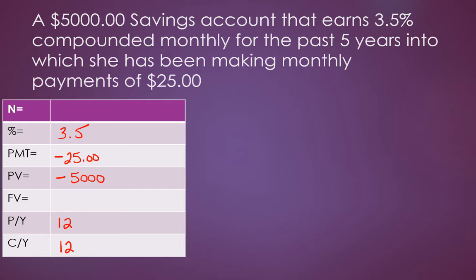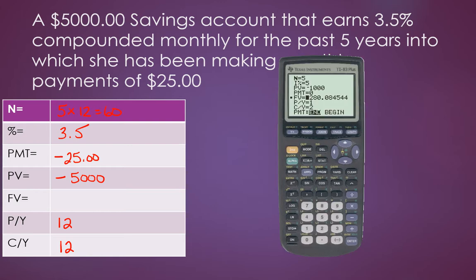This time to get N, it's going to be 5 years times 12, which is 60, because there's going to be 60 payments. So you go to your calculator and type all this stuff in. You can actually go 5 times 12 there, and it will fill it in for you. 3.5, negative 5,000, negative 25.